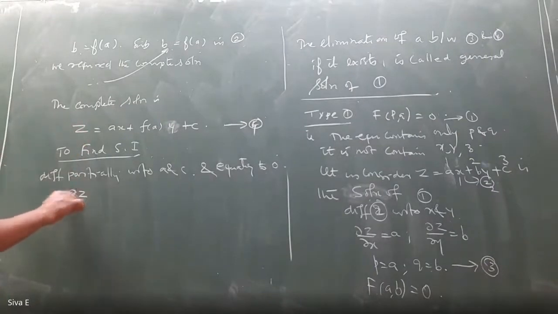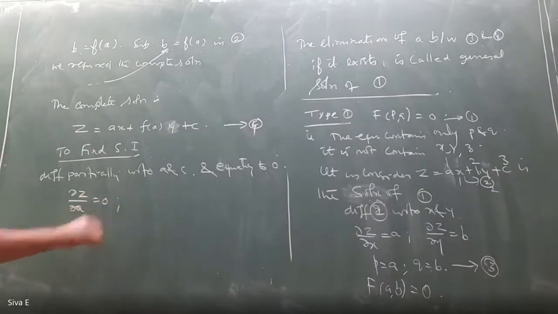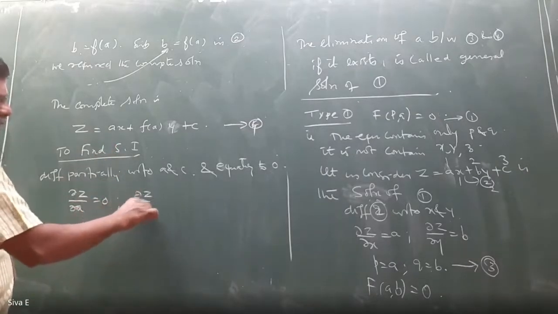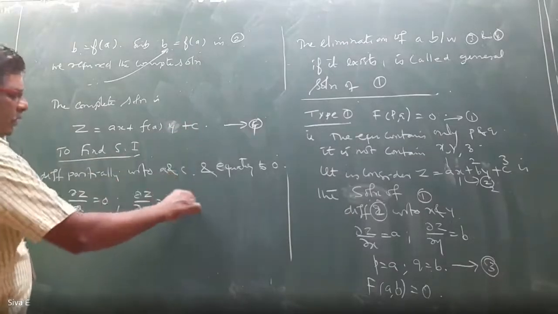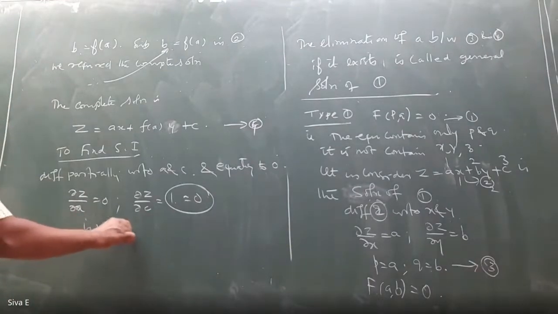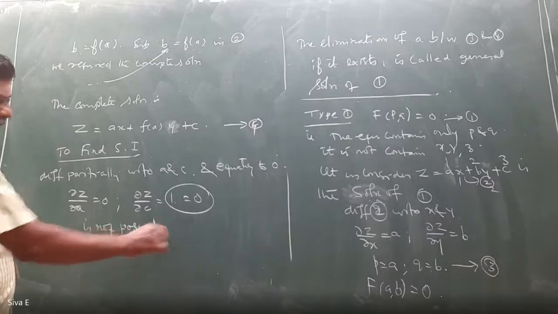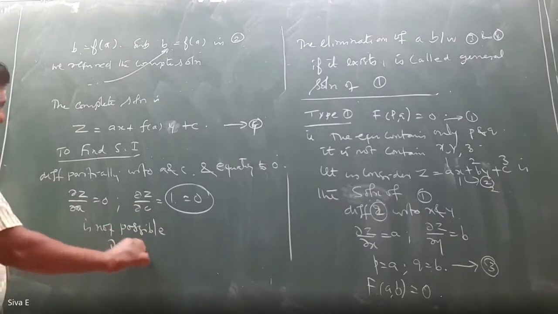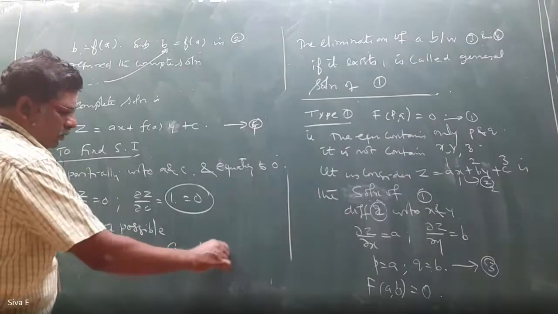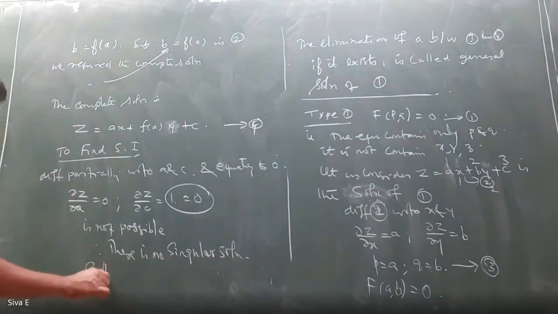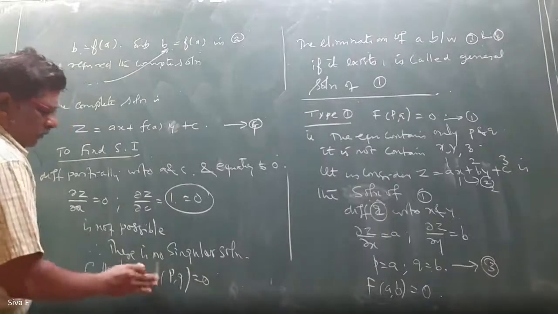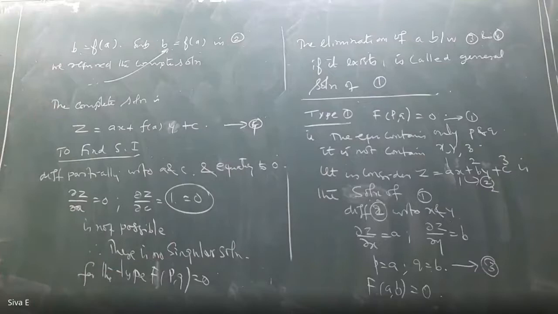Dou z by dou a equal to 0. But when you differentiate with respect to c, dou z by dou c is 1. That is equal to 0. 1 equal to 0 is not possible. Therefore, there is no singular solution for the type f of p comma q equal to 0.